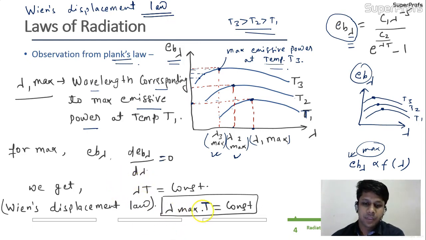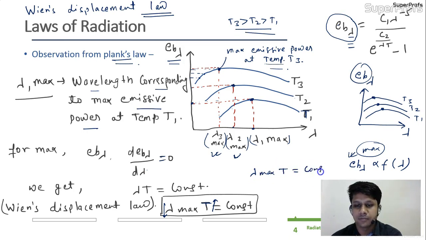So what is the significance of this? Let us say you increase this temperature, right? So to maintain this value constant, what will happen? This lambda max should decrease, right? So lambda max into T is constant. So if you are increasing one of the factors, then the other factor should decrease.